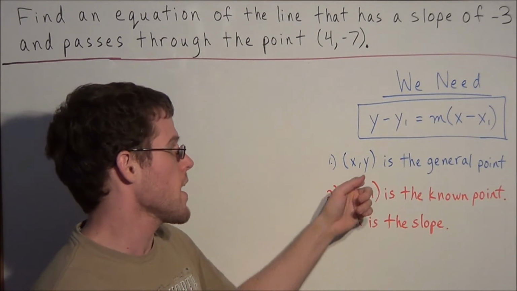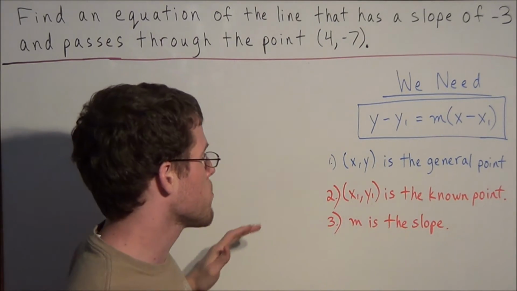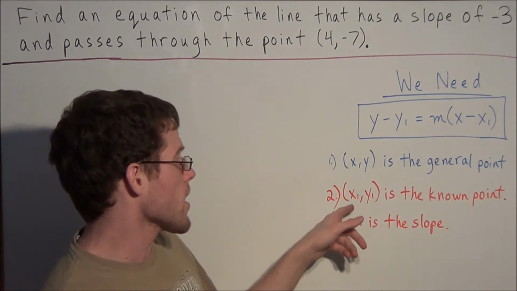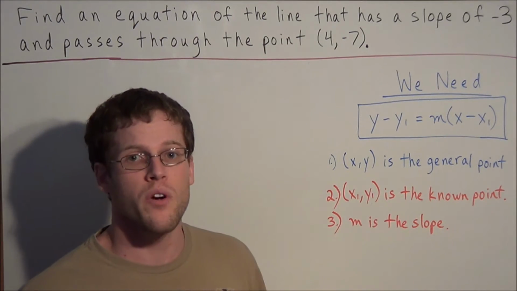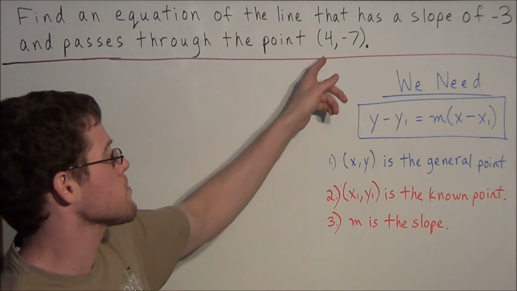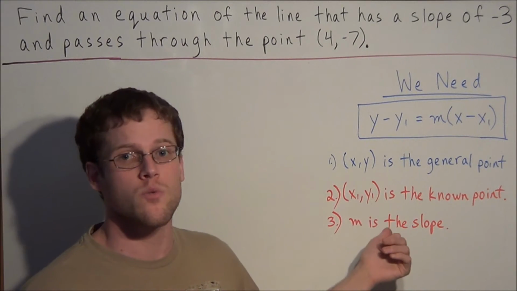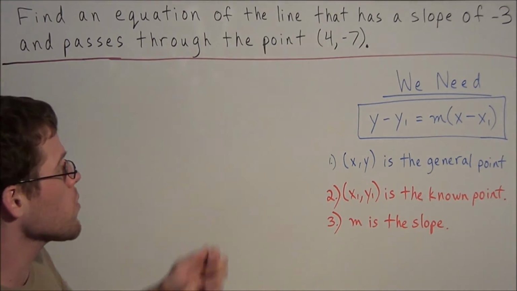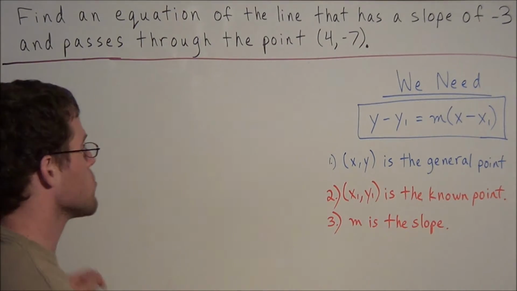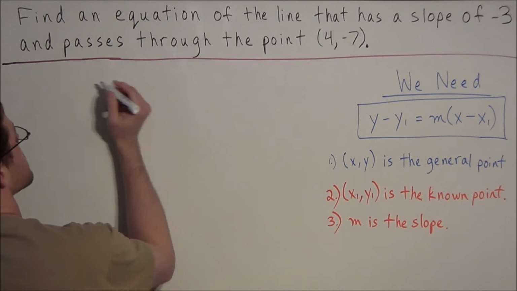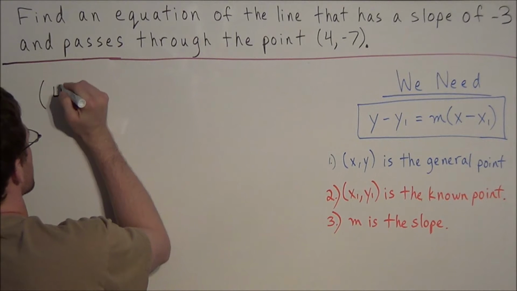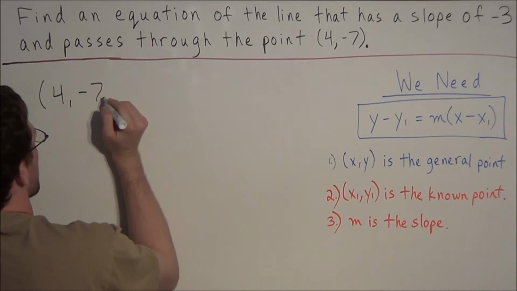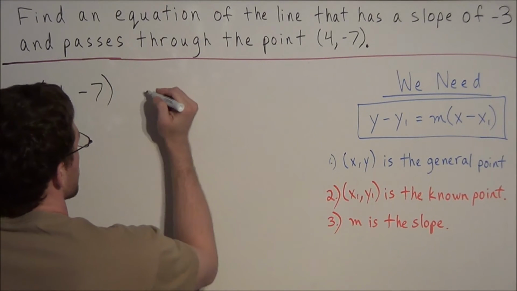Just to identify the pieces of this equation, x, y would represent all of the points on our line, where (x1, y1) is the known point that was given to us. So in this example, (4, -7) would be our (x1, y1). And finally, m would represent the slope. Now we think about all the information that we were told. Our line is going to pass through (4, -7), and the slope of our line is -3.